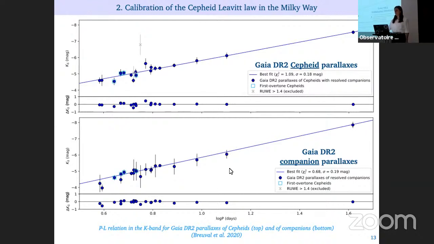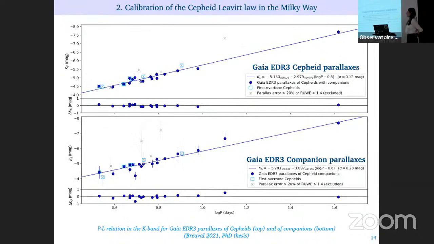In my thesis, I updated this result by replacing DR2 with EDR3 parallaxes. And this is the result. So now we have a lower dispersion with Cepheids. The blue squares are first overtone Cepheids. They are converted here. We can either convert them or exclude them, but here they are in quite good agreement with the fundamental mode Cepheids, so I made the choice of including them.